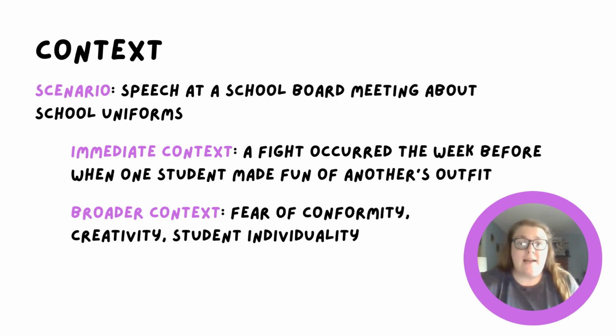The broader context is still context, or those things that surround an event, but more so in the big picture and the long term. So for example, talking about a fear of conformity, talking about limiting student creativity and student individuality. Those are examples of how I could take this same scenario, talking about school uniforms, and connect it to a bigger societal, broader context. Being able to do both will give you a rich understanding of the rhetorical situation that can add to the sophistication of your writing, but also give you a better understanding of the passages that you read on your exam.